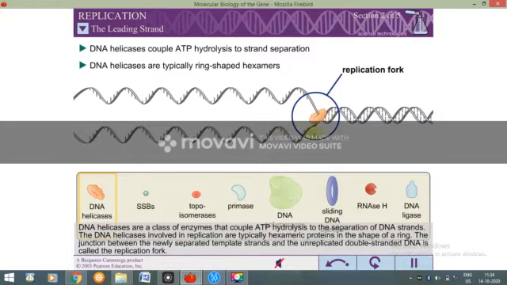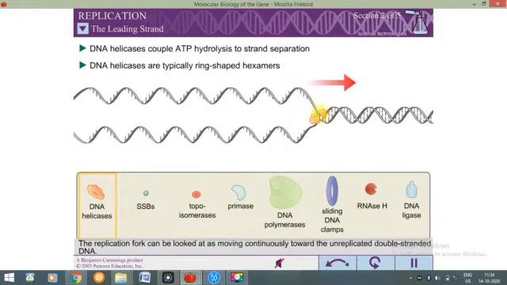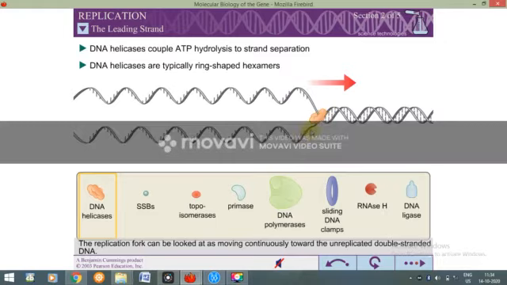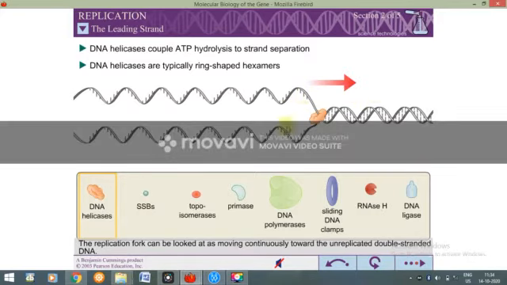Now this portion is called the replication fork. The replication fork is a fork-like area. You can imagine a Y-shaped fork here, and these are the two arms of the Y. This is called the replication fork, and it determines the direction of replication, in which direction the process of replication will take place. You can see the direction is given over here. The fork will move in this direction, and the double strands will get separated like this, and you will get single stranded conditions. Over a period of time, this will move in this direction.